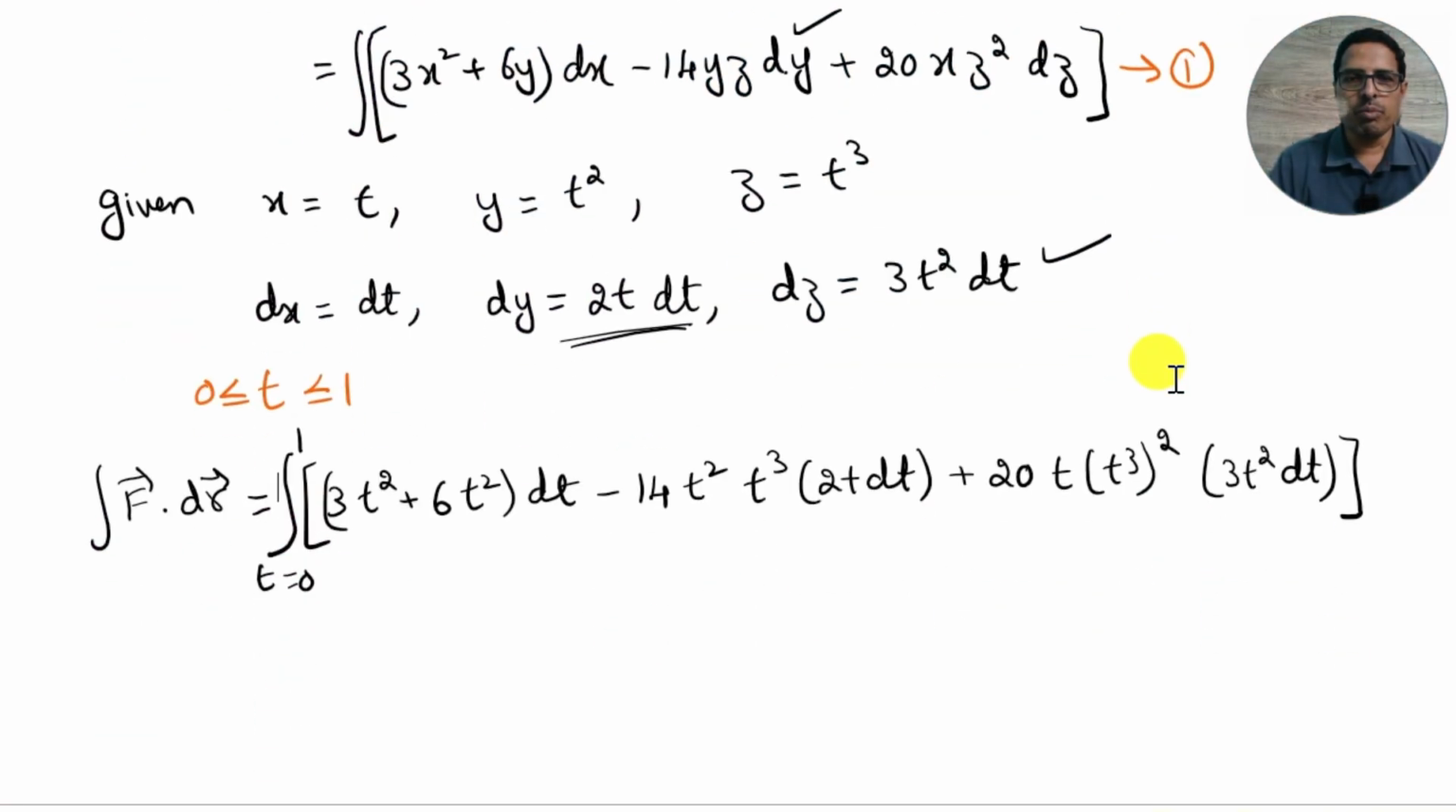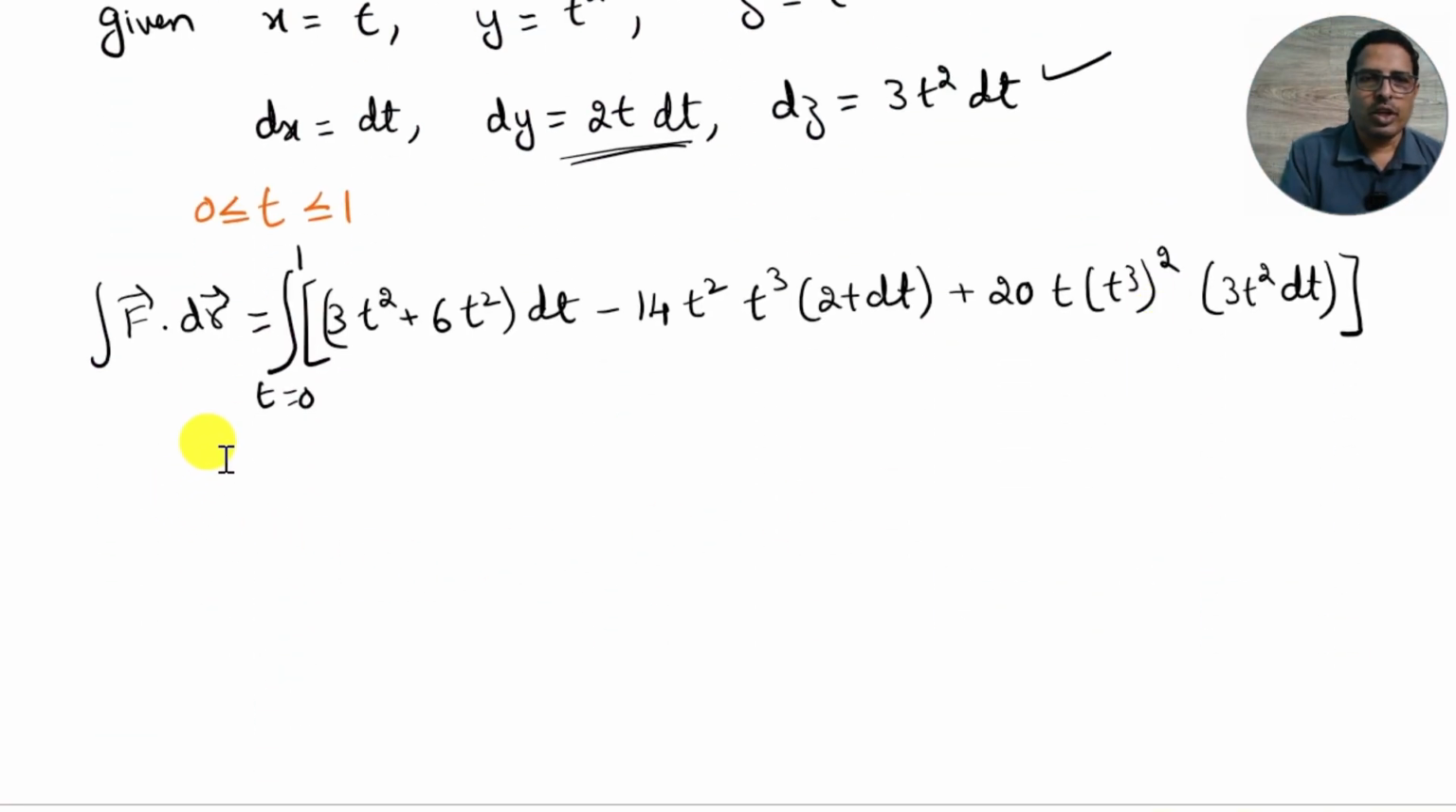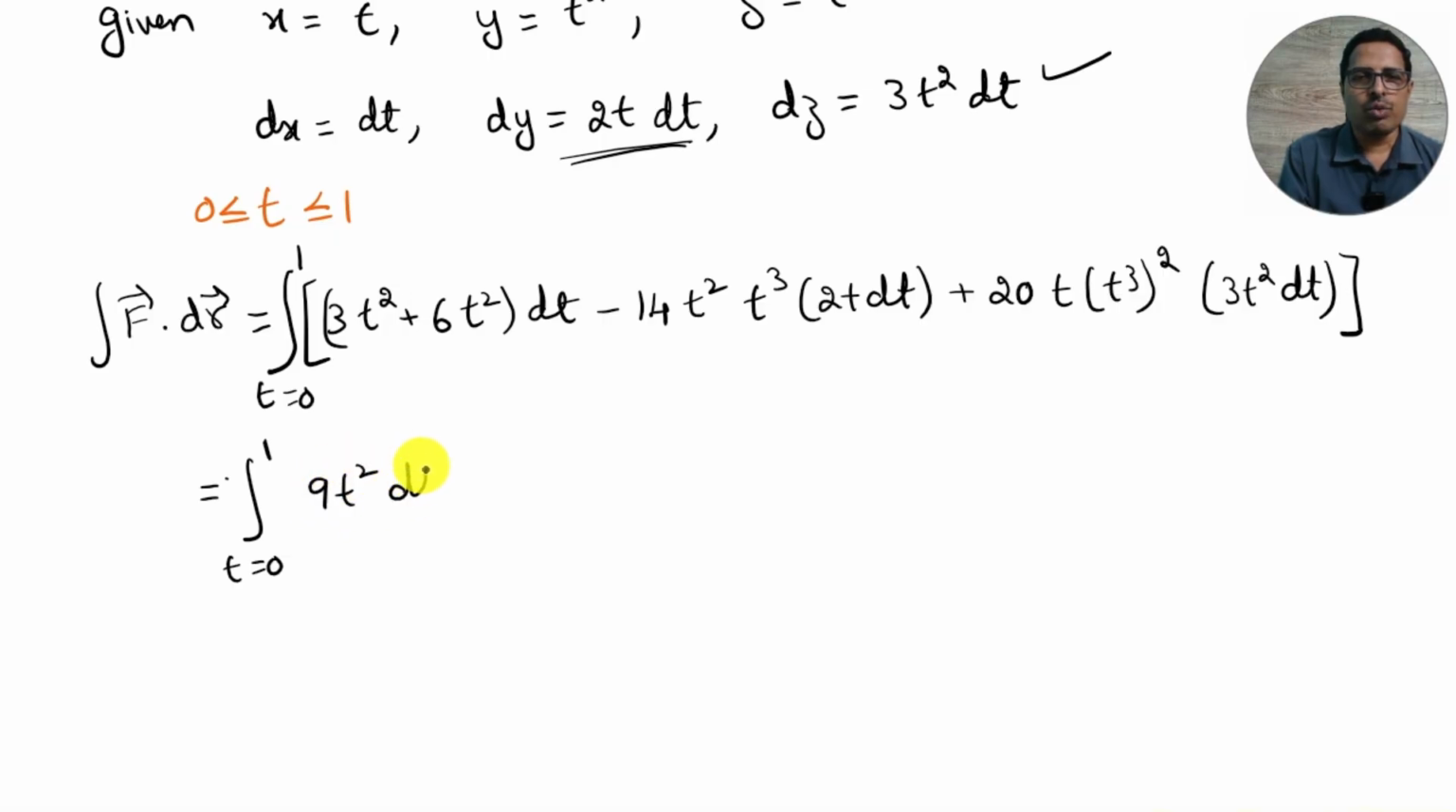Let us further simplify this one. This will be equal to integral t equals 0 to 1. So it is 3 plus 6 will be 9, so 9t square, 9t square into dt, minus. Let us try to multiply this one. This is 14 times 2, 28. It is t square, t cube is t power of 5, plus t power of 1, that is t power of 6, into dt.